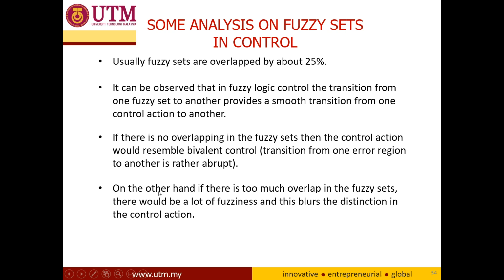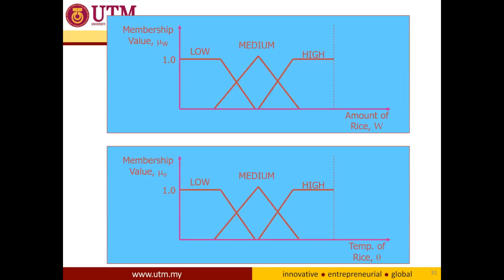On the other hand, if there is too much overlap, there would be a lot of fuzziness, and this blurs the distinction in the control action. So basically, you have to set the overlap accordingly to get the desired performance. After simulating or after applying in the actual system, if you notice that the controller doesn't perform as you desire, perhaps you have to change the amount of overlapping. This is what was meant earlier when we said that we have to adjust the center point and the width, right? By adjusting the center point and the width, you will be controlling the amount of overlapping between these fuzzy sets, and that would affect the controller performance.